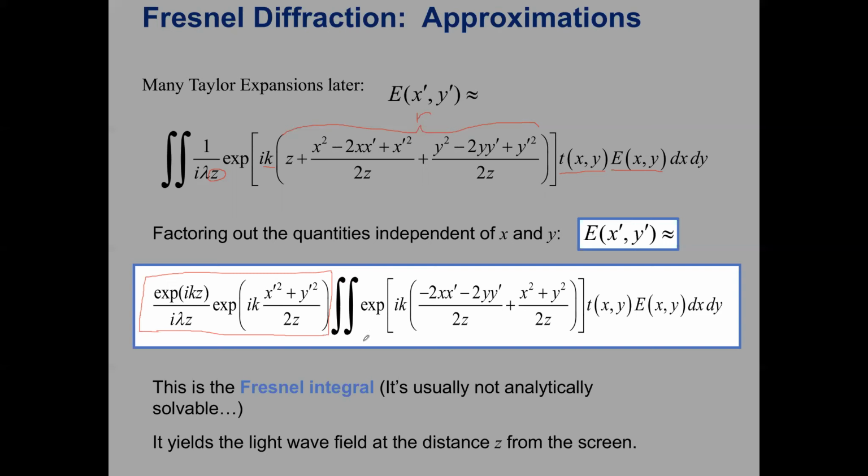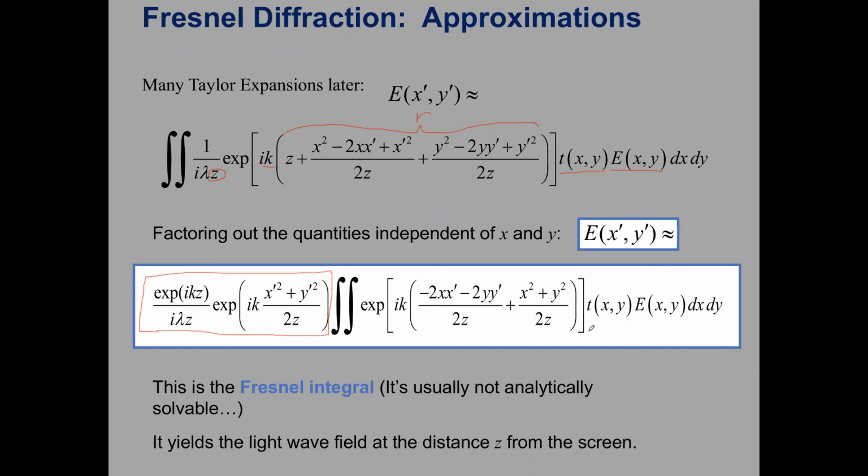So the integral we need to solve simplifies down to this, which in the history of optics is called the Fresnel integral. And it's still not something you could ever really solve by hand. So we're not done with the approximations yet. However, it's one step closer. This will tell us the amplitude of the light wave at a whole bunch of different positions along that screen.